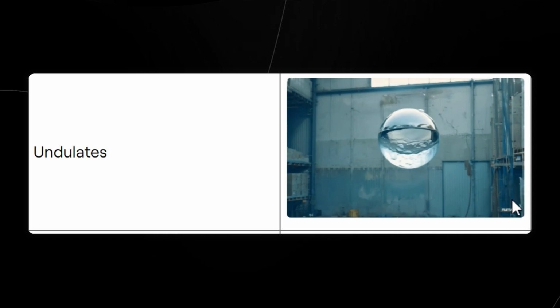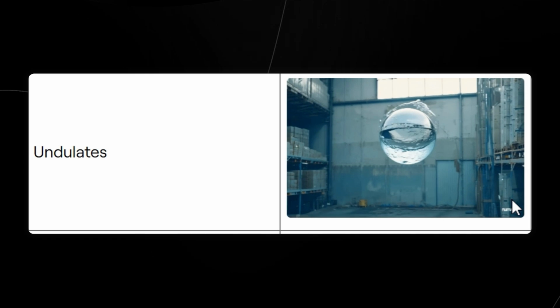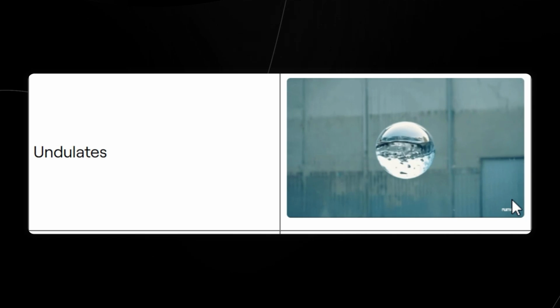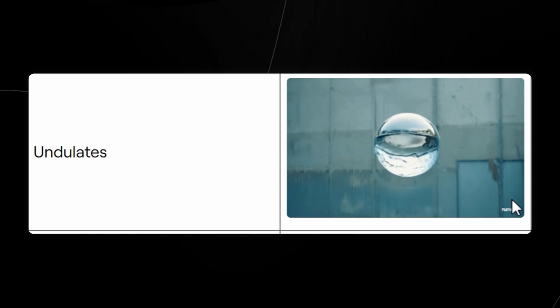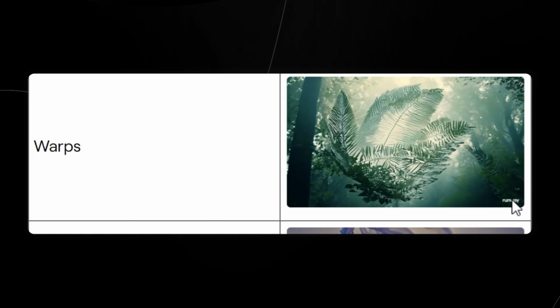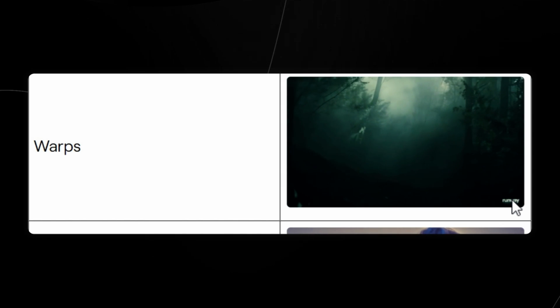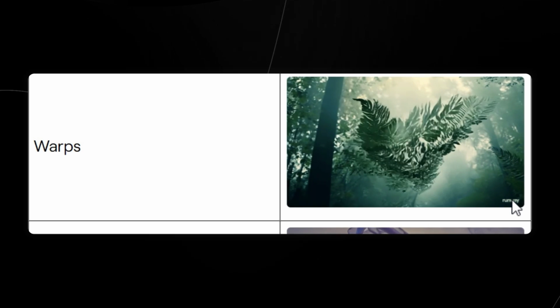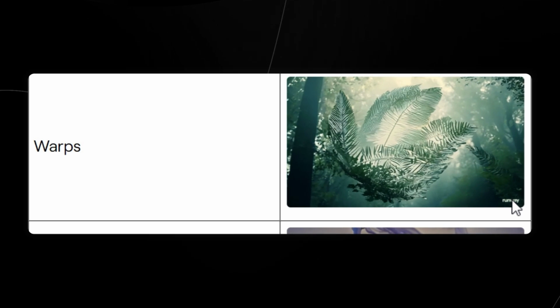Undulates. This is where the subject moves in a wave-like pattern, creating a rhythmic and flowing effect. This is useful for abstract visuals, natural movements, and creating a calming effect. This is where we have warps. The subject distorts in shapes, often used to convey a sense of surrealism or transformation. This is useful for sci-fi themes, dream sequences, or surreal visuals.